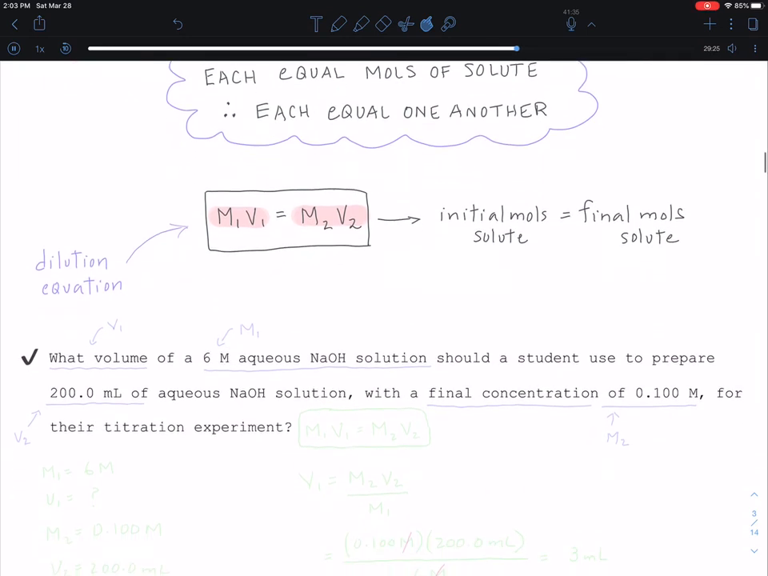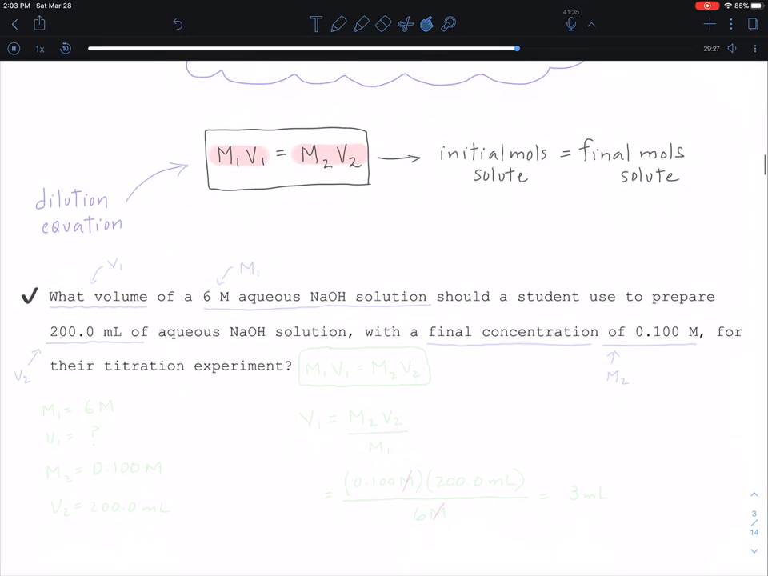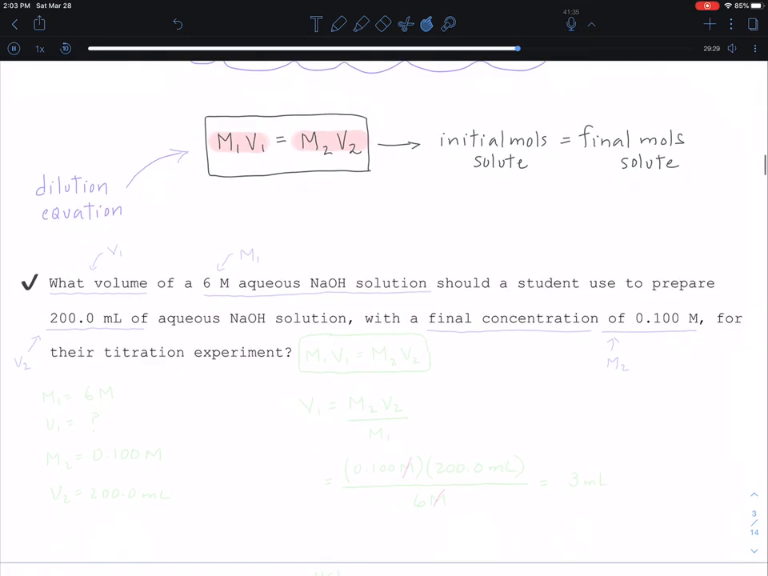So let's try a little calculation. What volume of a 6 molar aqueous sodium hydroxide solution should a student use to prepare 200.0 milliliters of aqueous sodium hydroxide solution? And that final sodium hydroxide solution is going to have a concentration of 0.100 molar, for their titration experiment. This is a really common thing to ask a student to do because we will go ahead and prepare a concentrated stock solution. So this right here is your stock solution.